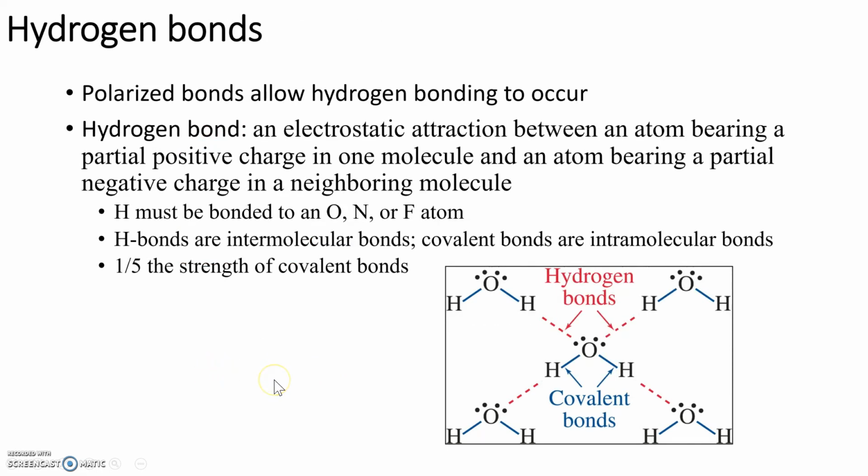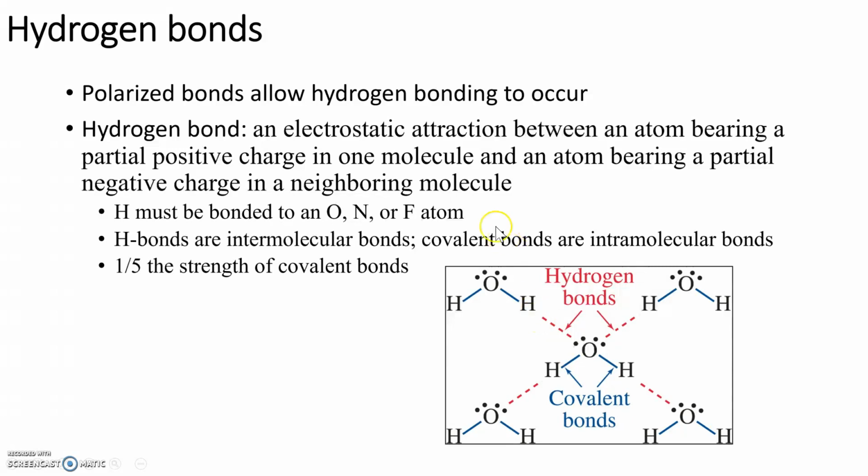So why do we care about polar and nonpolar bonds? Well, one of the reasons it's important when we're talking about water is that the polarized bonds allow hydrogen bonds to occur. A hydrogen bond is an intermolecular bond, meaning it's an association between two different water molecules. This is different than our intramolecular bonds, our ionic or covalent bonds. Those are bonds between atoms within a molecule. A hydrogen bond is an intermolecular bond. It is an association between two water molecules.